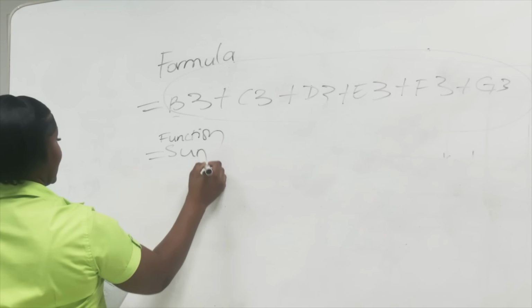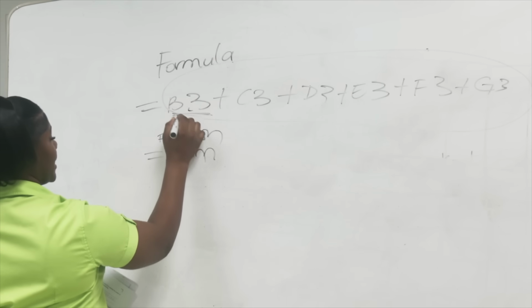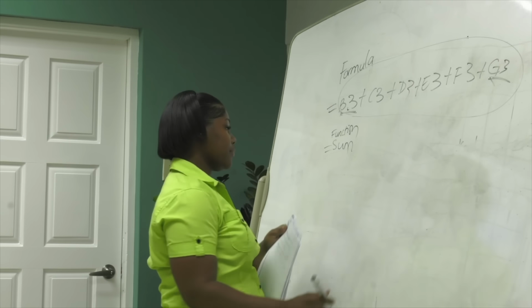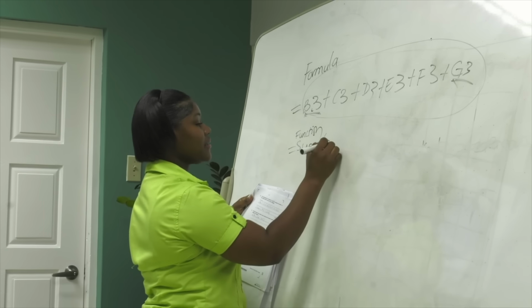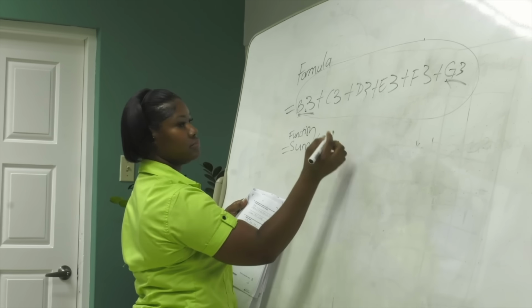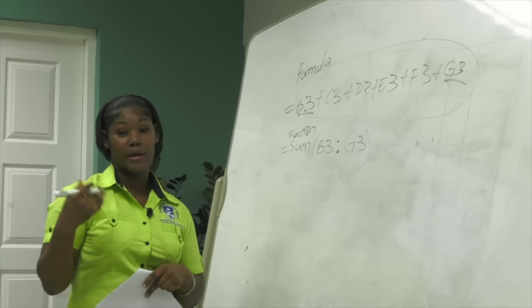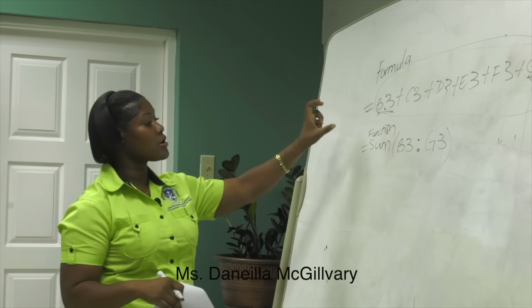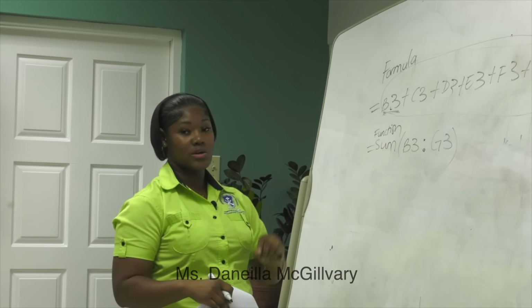Equals SUM, and then the range, which is the starting cell address and the ending cell address, right? So that would be =SUM(B3:G3). And I hope you're seeing the difference in all this. So this is our formula and this is our function. And every function or formula begins with an equal sign.